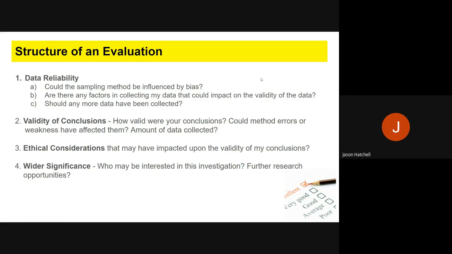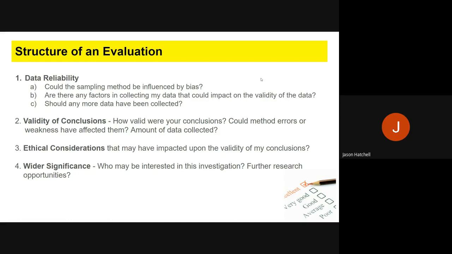Ethical considerations is a brief section here, but what you need to do is think back to your methodology, and you would have put in your methodology some ethical considerations as to how you were going to carry out your methods. You now need to consider whether those ethical considerations were valid, were accurate, and helped you gain the data you needed, or how it also restricted you as well.